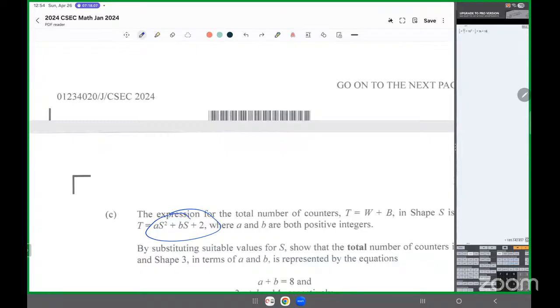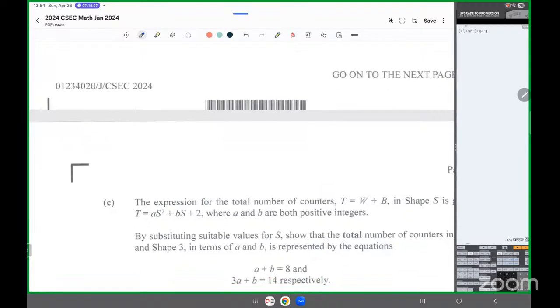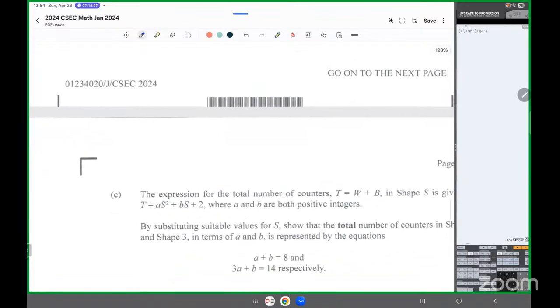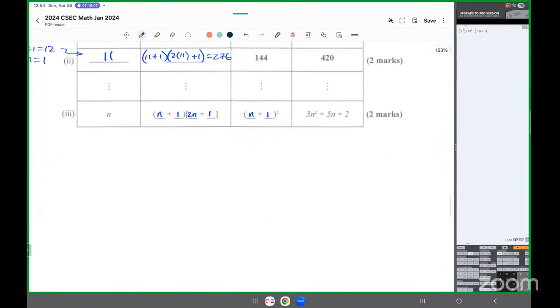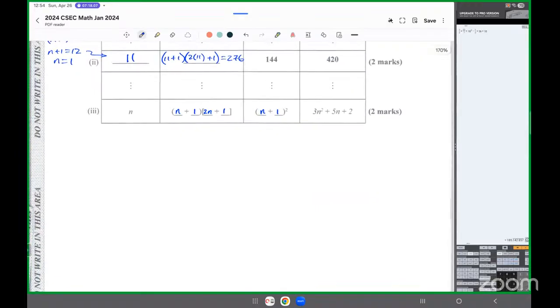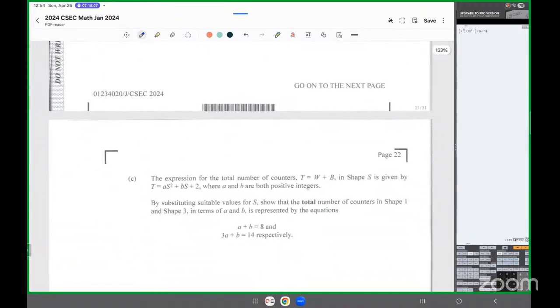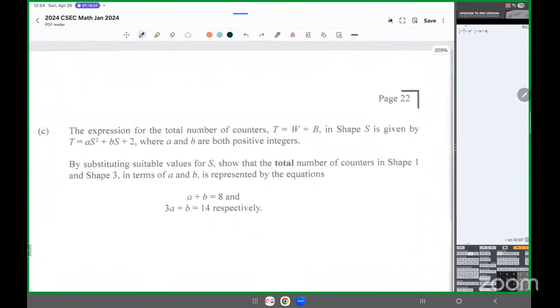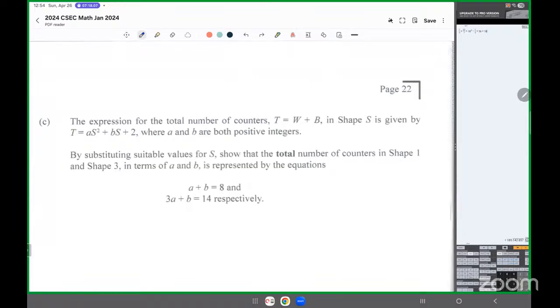So they put A and B here. A is supposed to be 3 and B is supposed to be 5 when we're done. But anyway, let's say this is the formula, right? It says where A and B are both positive integers.